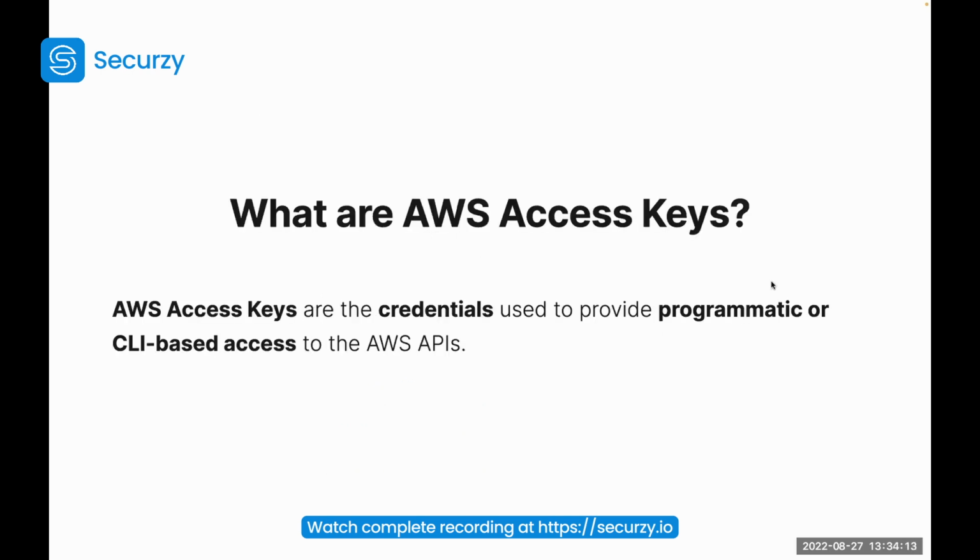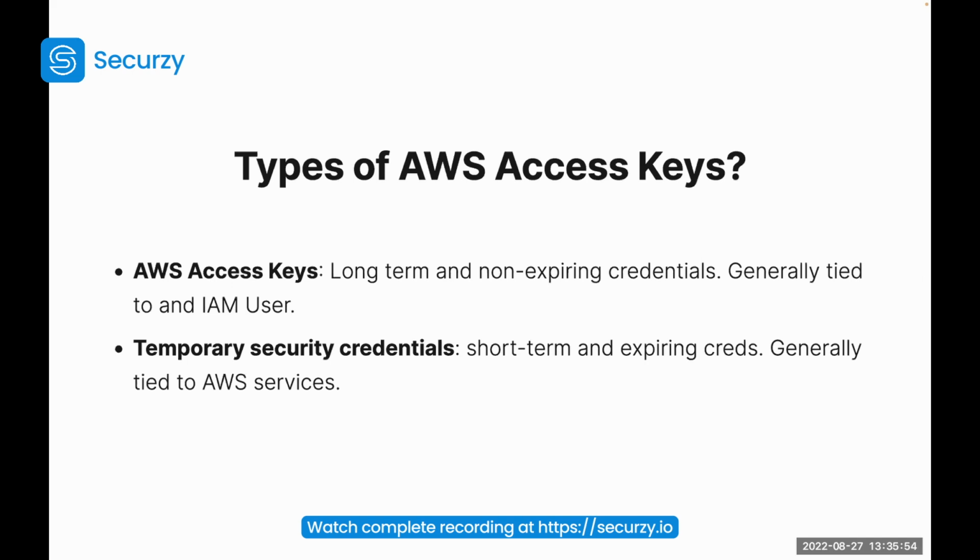We'll quickly get started. If we talk about access keys, these are credentials that AWS gives you to have programmatic or command line based access. And again, just to be very clear, when I say access keys, I'm talking about two things. First, AWS access keys, which are long-term, non-expiring credentials. Generally, these are tied to an IAM user or your root user. The second type is temporary security credentials. These are provided by a service called STS, the Security Token Service.